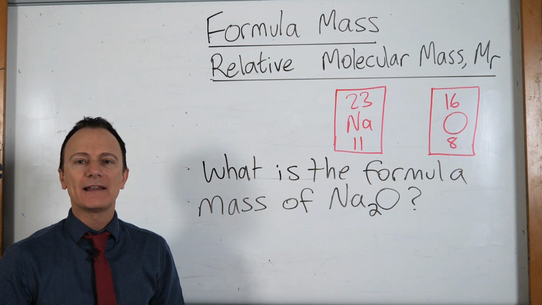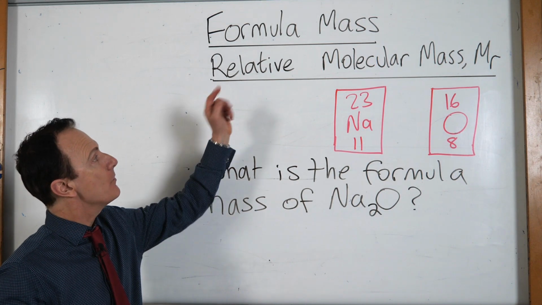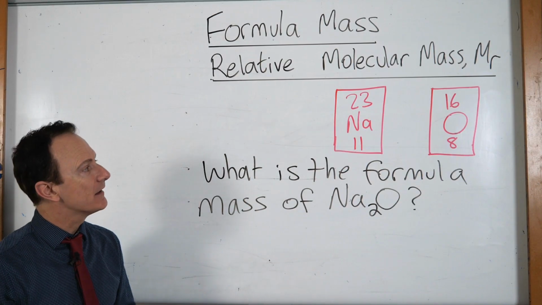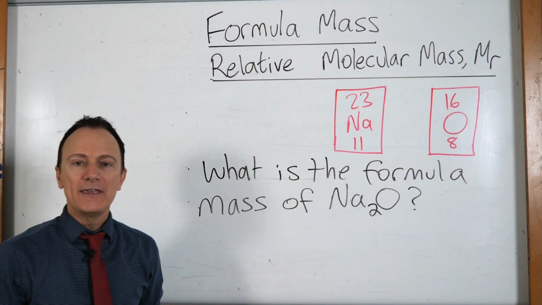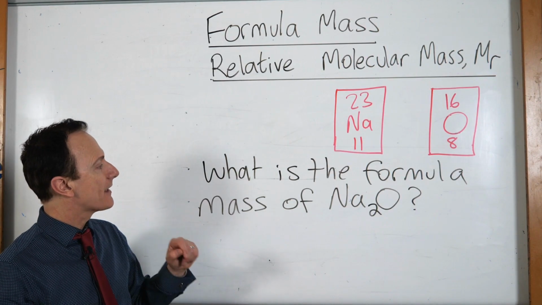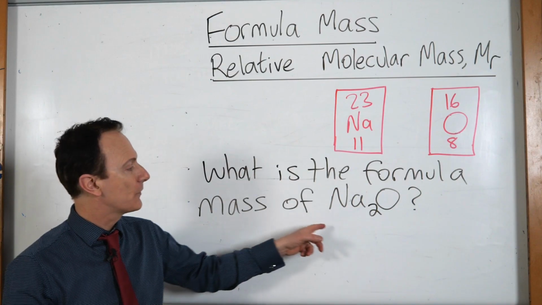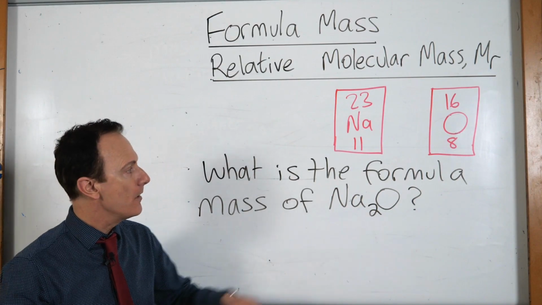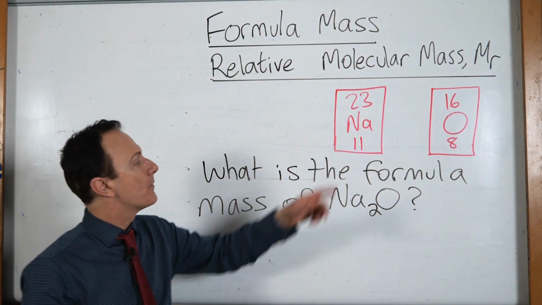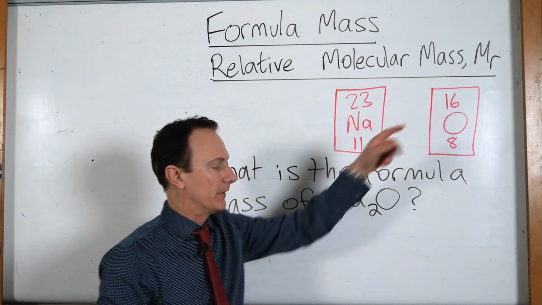The first type of calculation we're going to look at is the formula mass, or the relative molecular mass, which can be abbreviated to Mr. So the information we need to use is what we'd find on the periodic table. In this example, what is the formula mass of sodium oxide, Na2O?